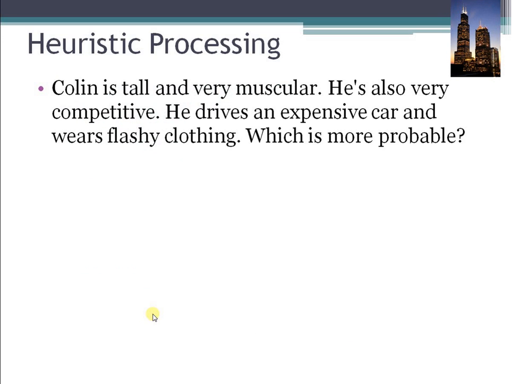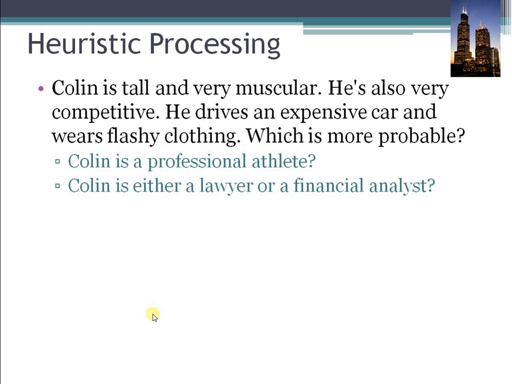Here's another example of this. So Colin is very tall and muscular. He's very competitive. He drives an expensive car and wears flashy clothing. What is more likely? That Colin is a professional athlete, or that Colin is either a lawyer or a financial analyst. Now, when I do this in class, most students will say, well, it's much more likely that he's a professional athlete.